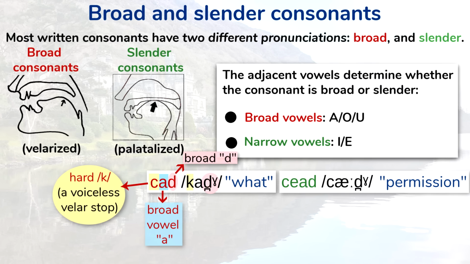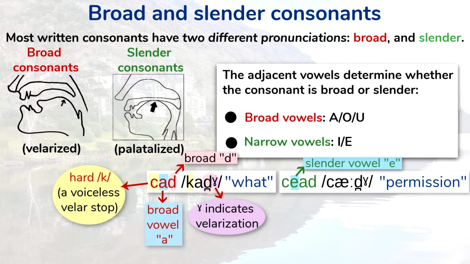The D is also broad. This symbol here indicates velarization. The K here doesn't need that symbol because it already represents a velar consonant. In the second word, this slender E vowel is added to indicate that the C is pronounced as a slender consonant. In other words, it's palatalized.